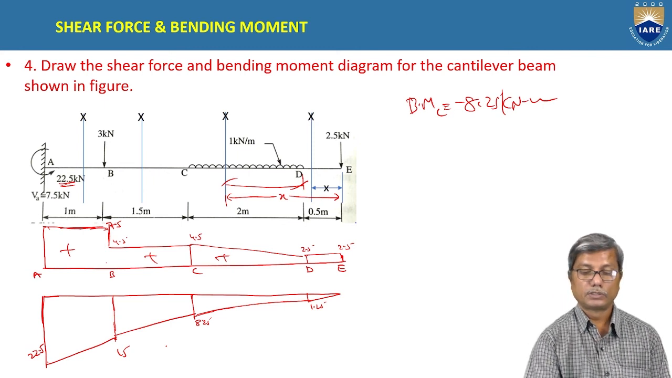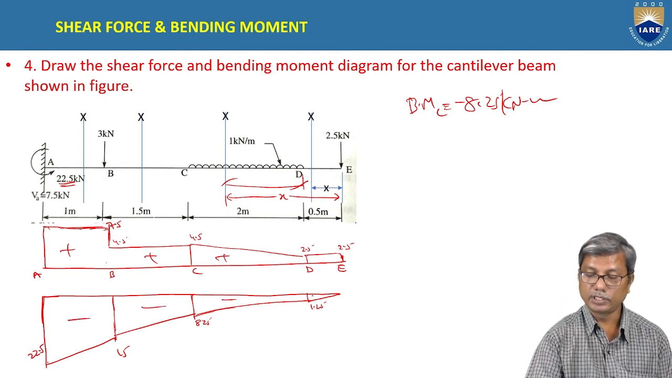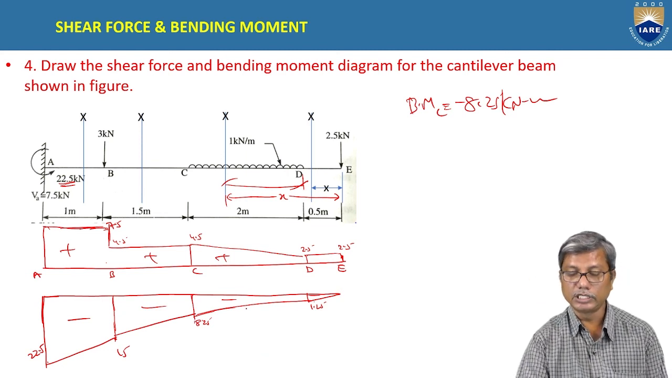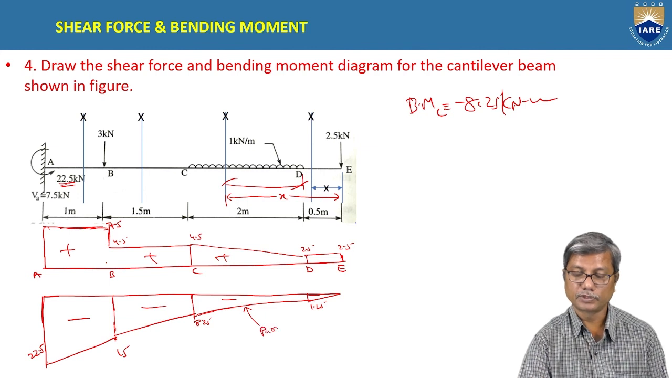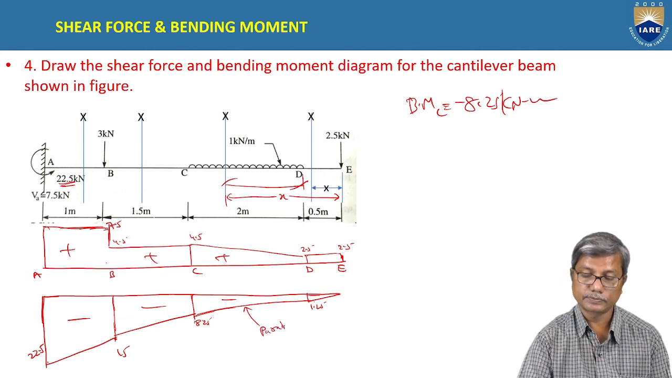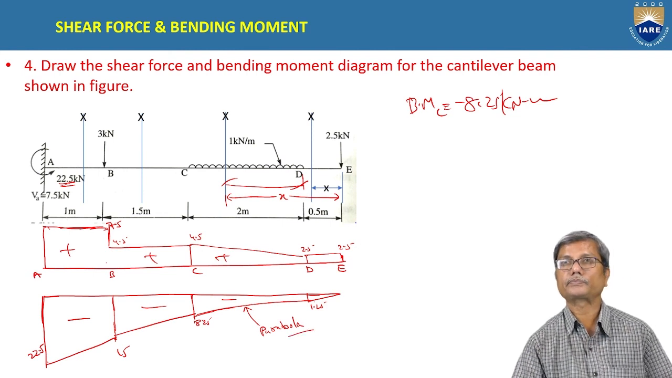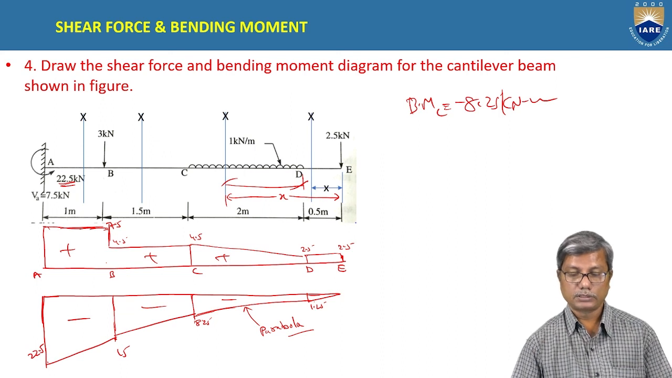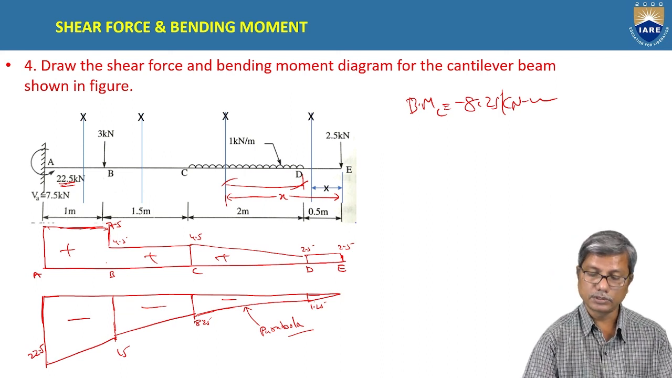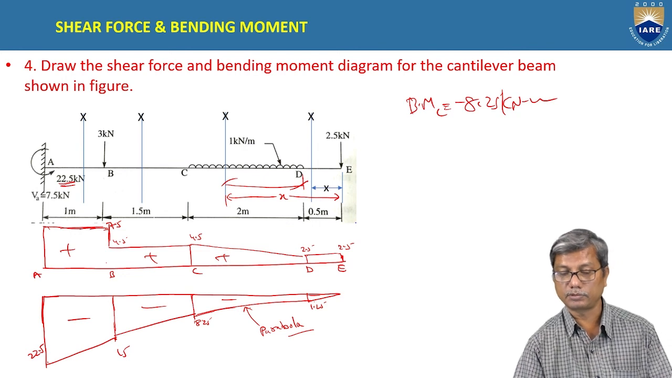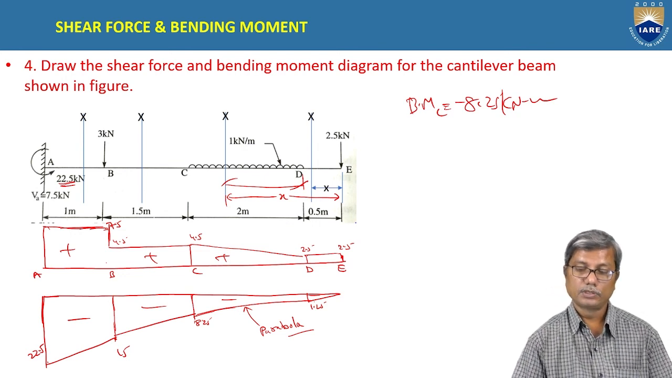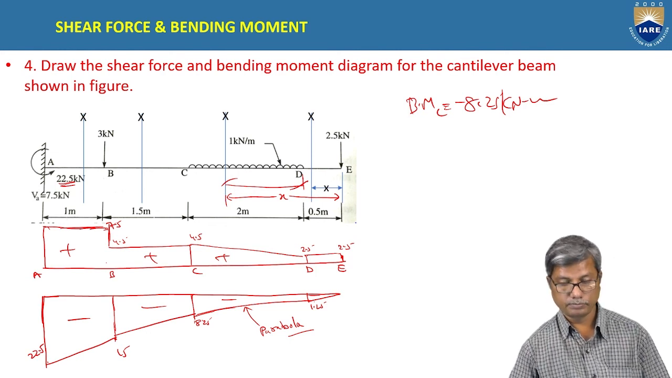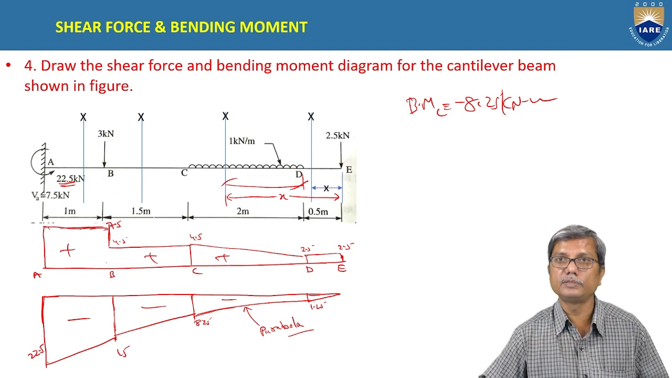Is it clear? So that's how we draw the bending moment diagram. The bending moment diagram in portion CD is a parabola. In the remaining portions, the bending moment diagram is a straight line only. That's how we will draw the shear force and bending moment diagrams for cantilever beams.